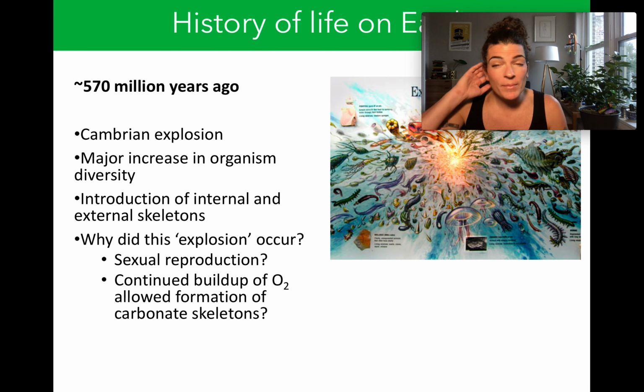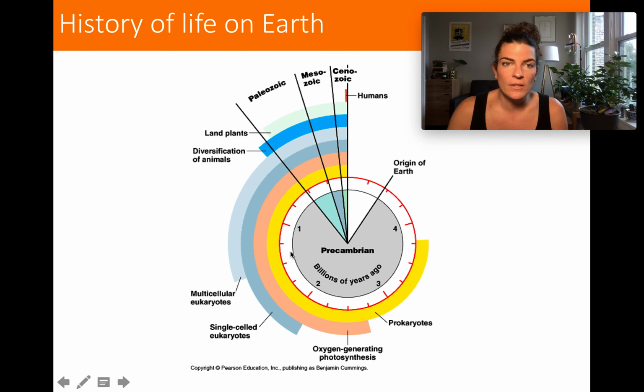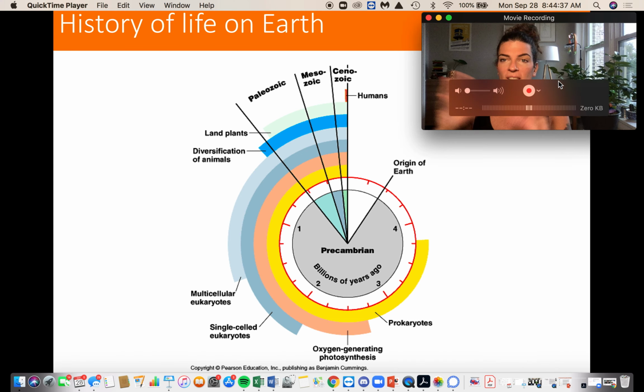So I mentioned that something crazy happened around 570 million years ago, right? Noted by this line here, followed by land plants, for example. So you have the diversification of animals and land plants happening all around this time.